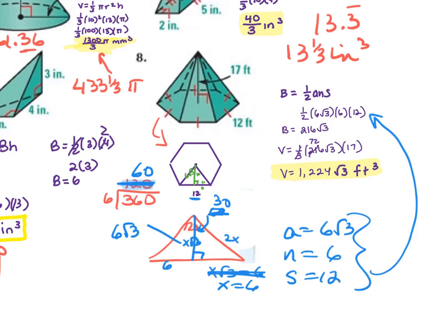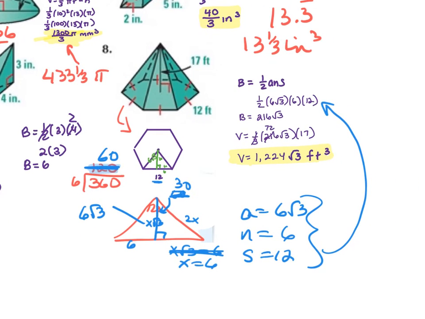So the area of my hexagon base is 216 square root 3. And if I were to multiply it, because it said to round to 2 decimal places, I'll go ahead and find the square root of 3, multiply that by 1,224, and this final answer would have been 2,120.03 feet cubed. So if it says leave exact, you would leave it with the radical. If it says to round to 2 decimal places, this is what we get. Pretty good on number 8.